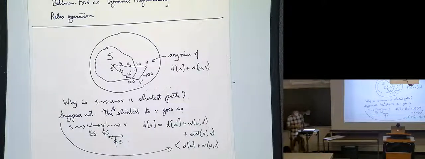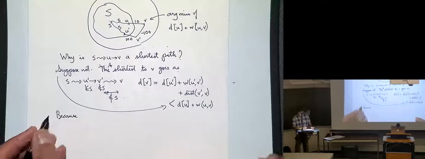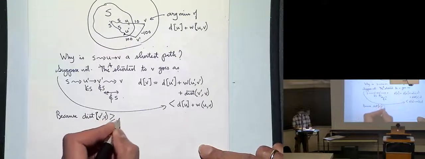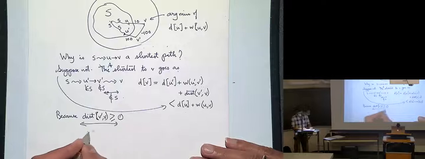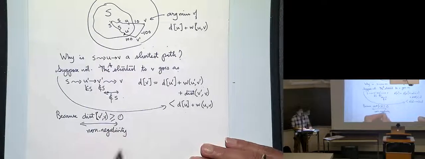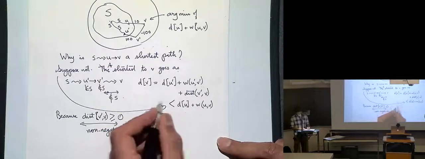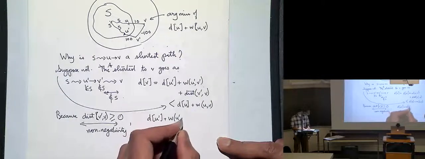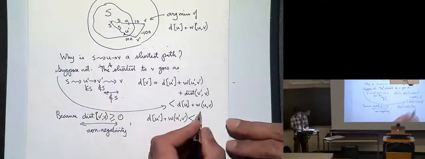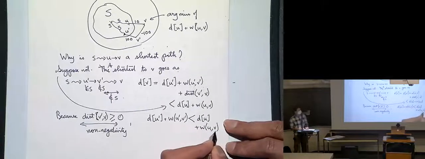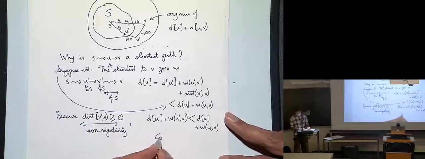It's non-negative, right? So you say because dist(v', v) is greater than or equal to 0. So this is the non-negativity. Because of this, what you get is d(u') plus weight of u'v' is less than the distance of u plus the weight of uv. There's your contradiction. This is a contradiction.